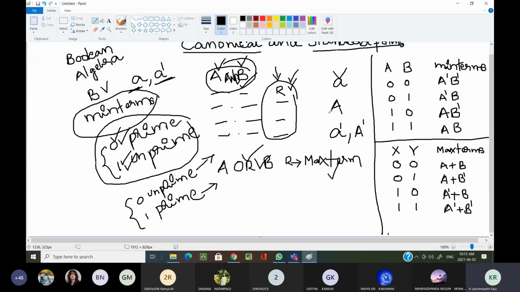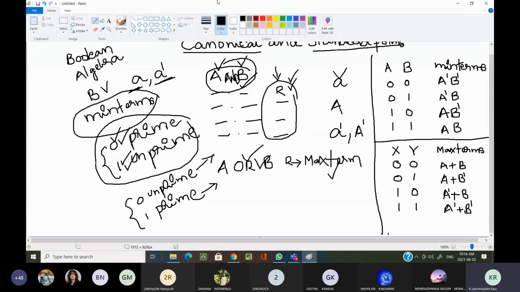Continuation, next full stop. Since each variable may appear in either form, either form means normal form as well as complemented form, there are four possible combinations.